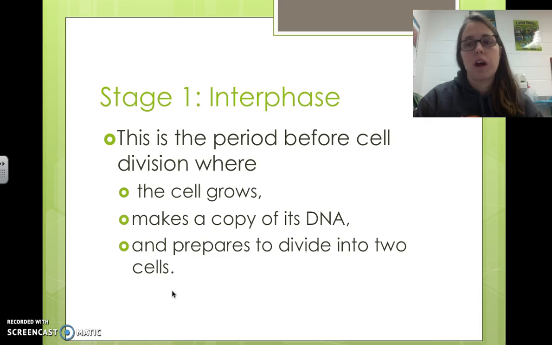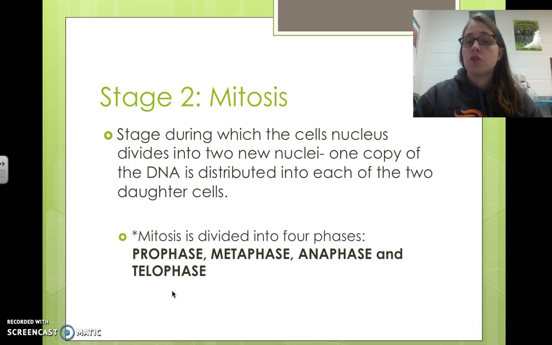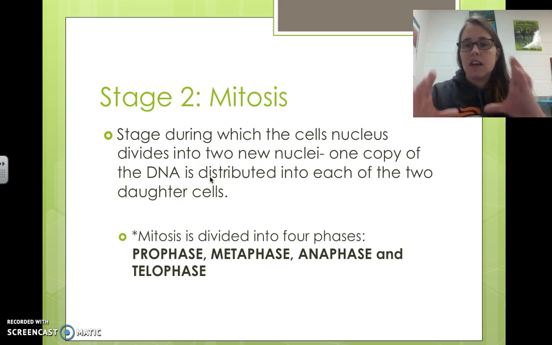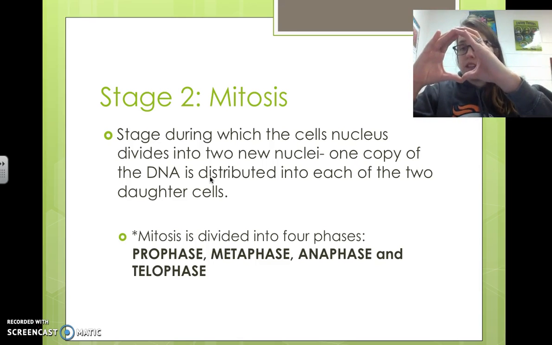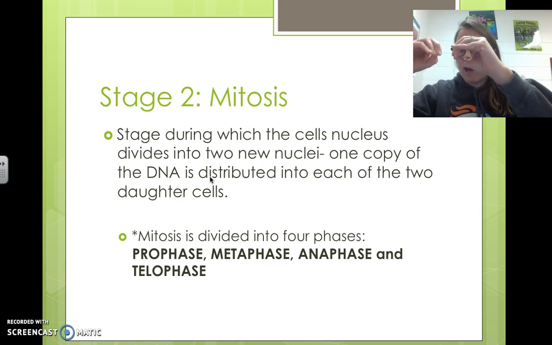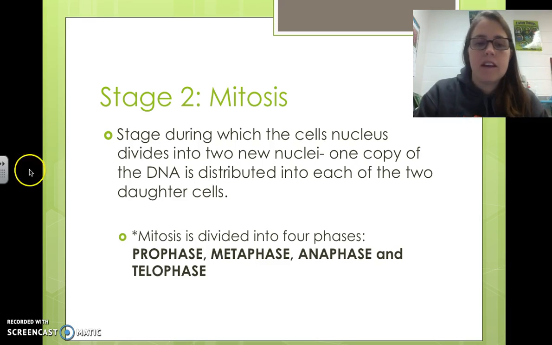So that's stage one. Stage two is mitosis. This is the actual part where the cell is going through the process of dividing. During this stage, the cell's nucleus divides into two new nuclei. One copy of the DNA is distributed to each of the two daughter cells. So the nucleus that is holding two copies of DNA is going to pinch into two nuclei. This one has one copy of the DNA. This one has another copy of the DNA.